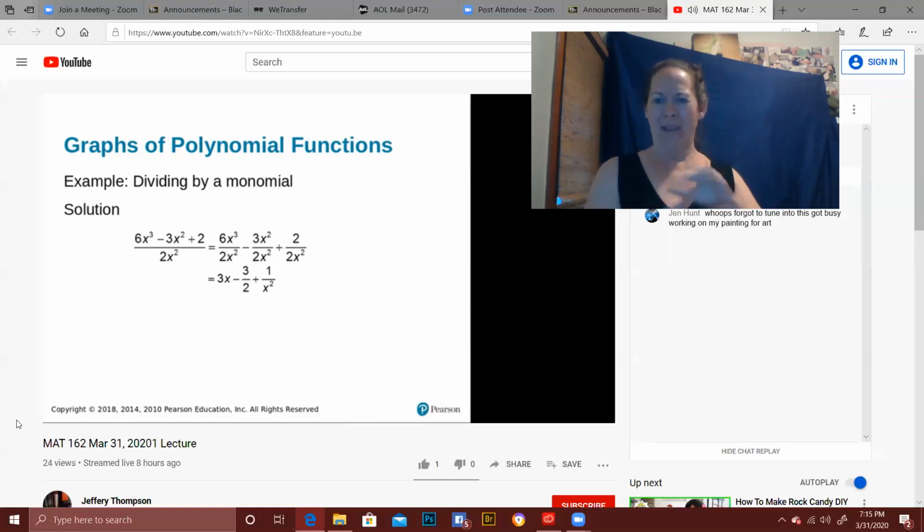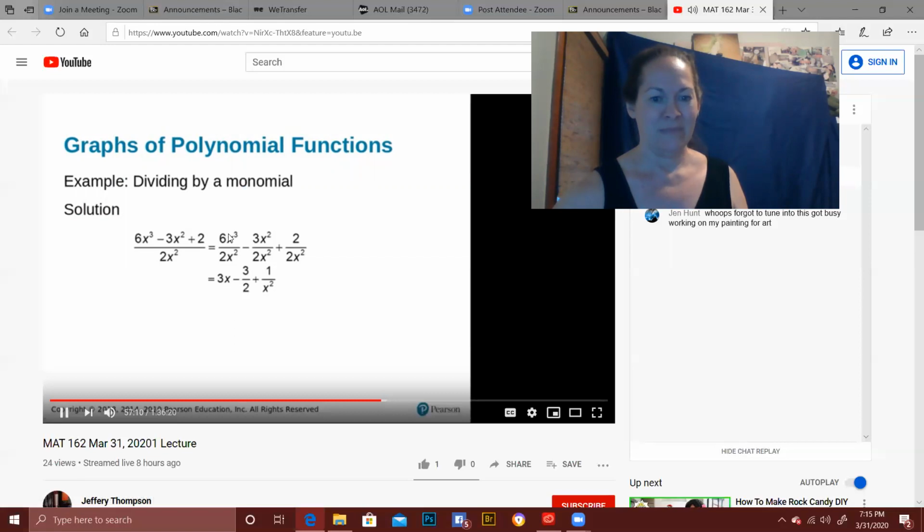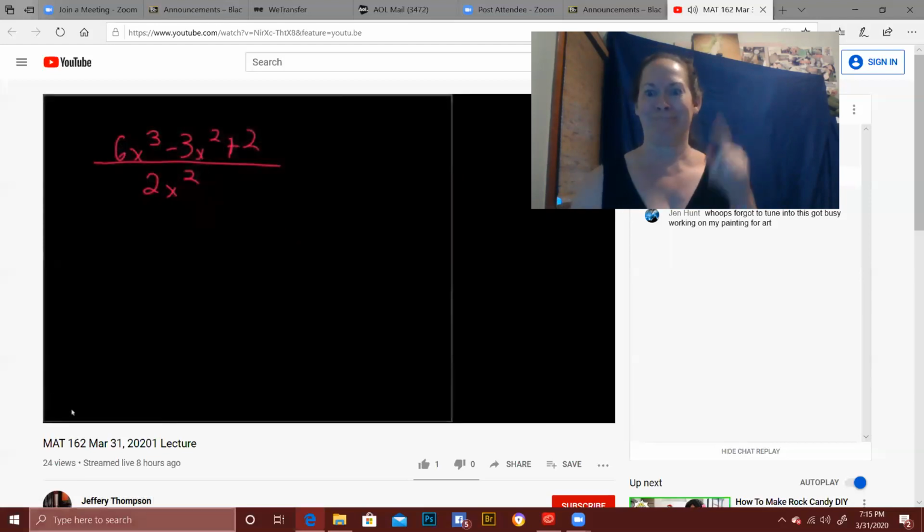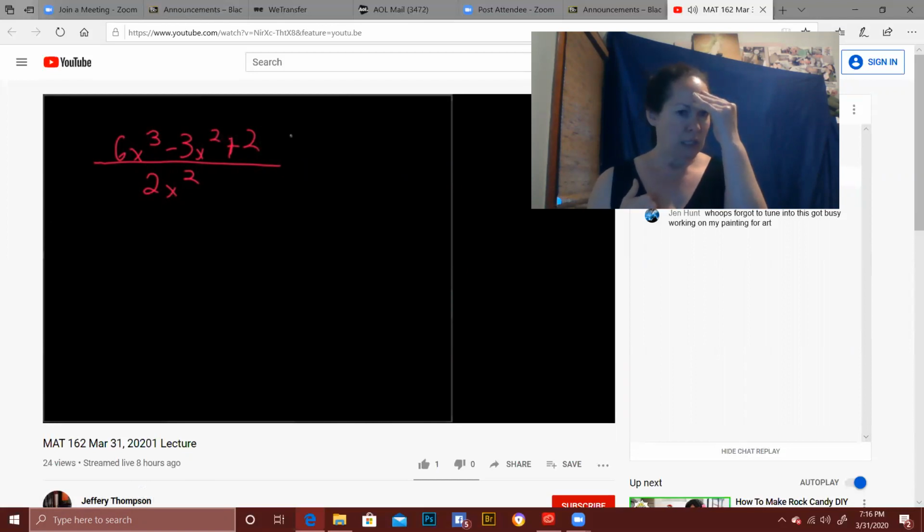And that is all over 2x squared. All right, let's switch over here. So I have rewritten this here, 6x cubed minus 3x squared plus 2. If we kind of reverse the idea of what happened when we had a common denominator. So I'm going to think in blue. Well, I'll think in green.